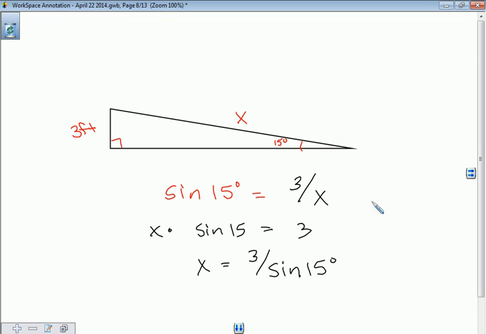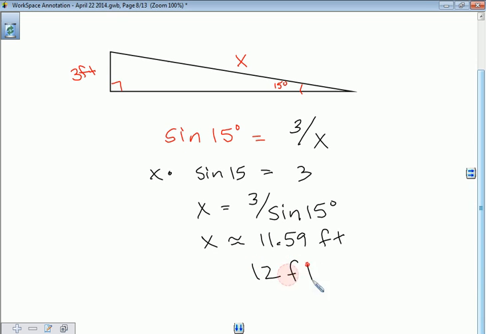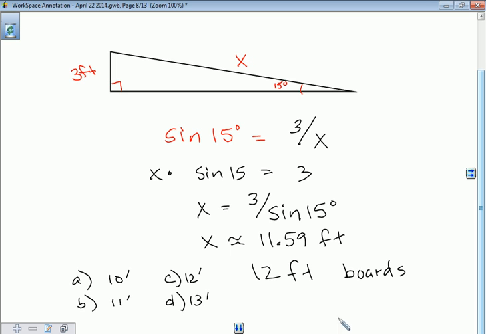3 divided by sine 15 is 11.59. That's a really long ramp. So we know that the ramp's going to end up being about 11.59 feet. So he's probably going to buy 12-foot boards. So if we had choices like A was 10 feet, B was 11 feet, C was 12 feet, D was 13 feet, what would we buy to have the least amount of waste, to spend the least amount of money? It would be C.